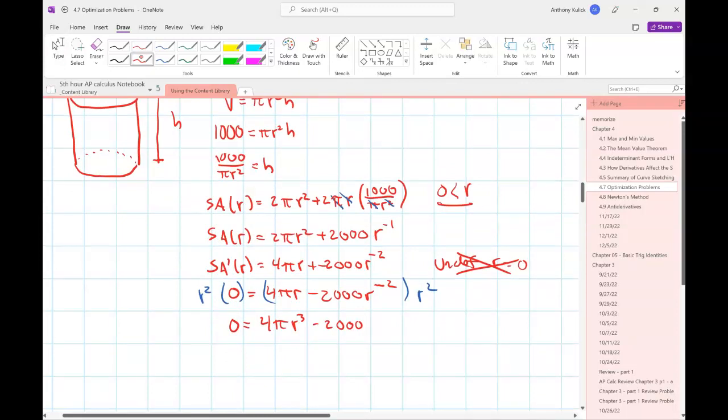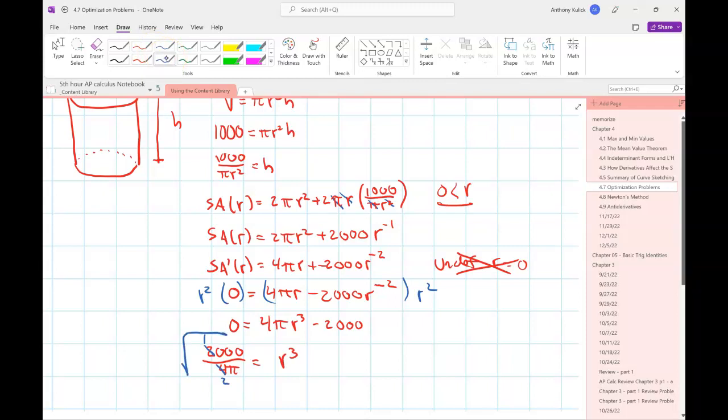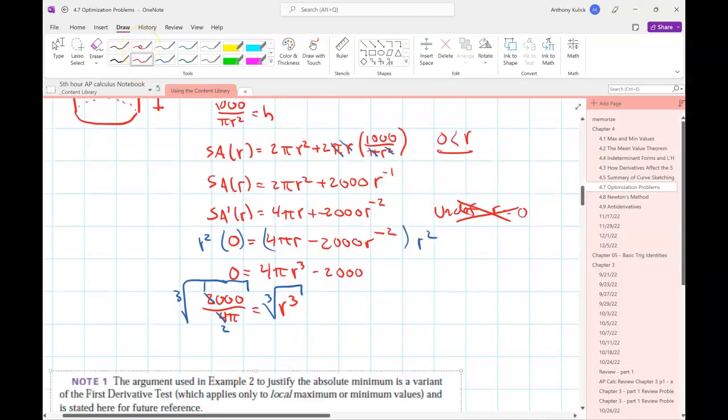All right, I'm going to add the 2,000 over, divide by the 4 pi. I'll note that I can reduce this a little bit. And then we'll do the cube root of both sides. Note, for odd roots, there's no plus or minus generated, which is nice. So the cube root of 1,000 is 10.